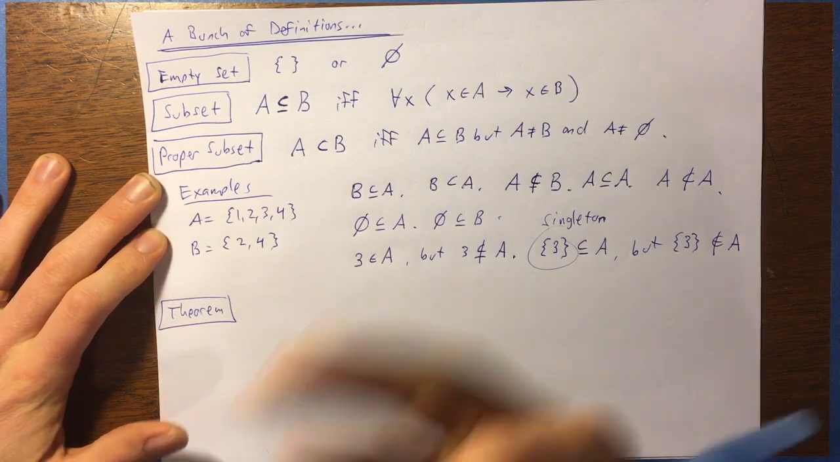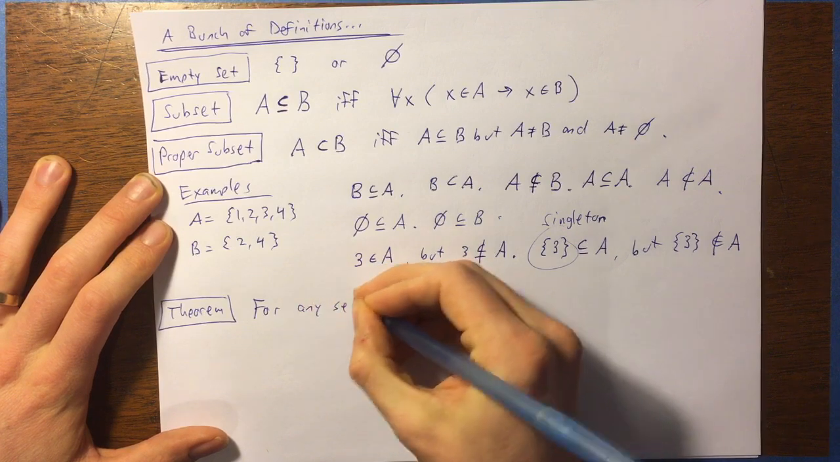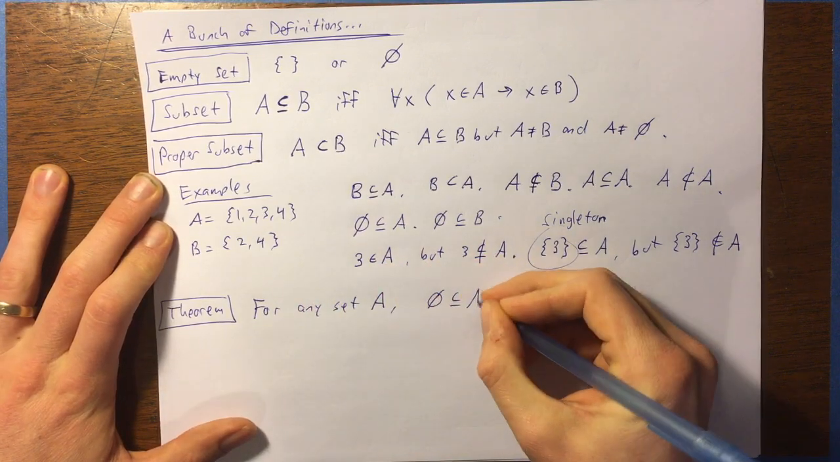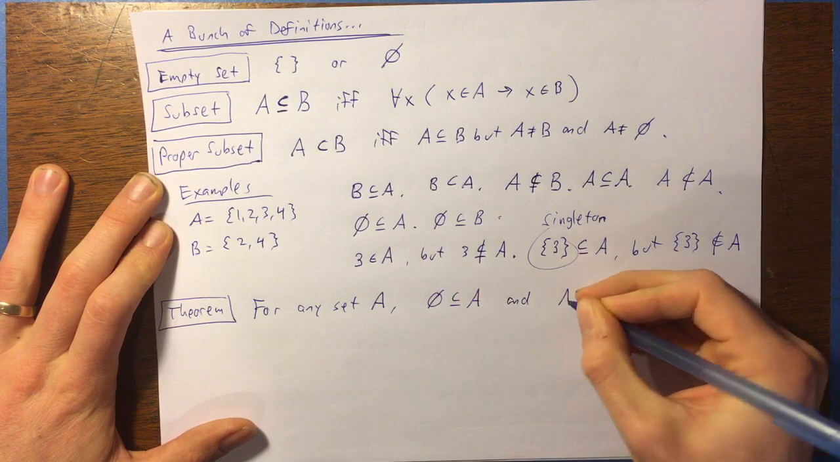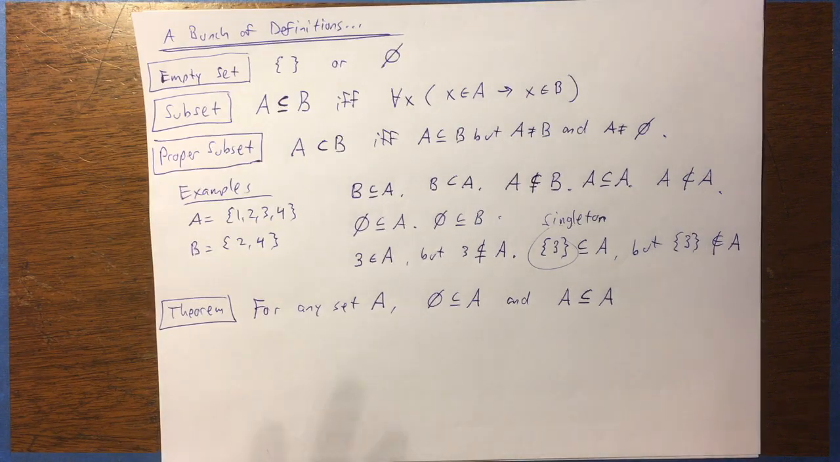A simple theorem. I've kind of already said it, but for any set A, two things are going to be guaranteed. The empty set is definitely a subset of A, and the set A is also a subset of A. So every set always has at least two subsets. It's got the empty set and the entire set.